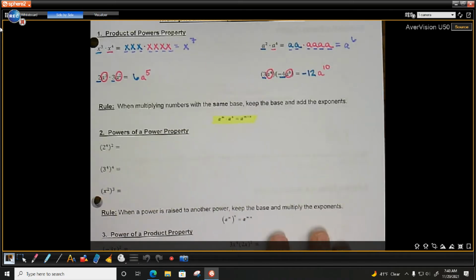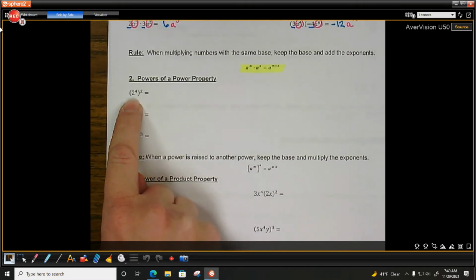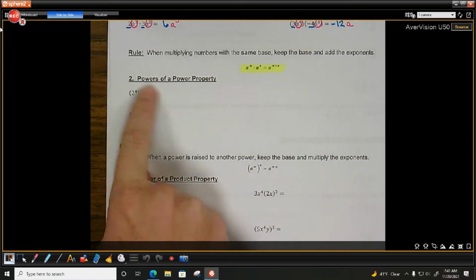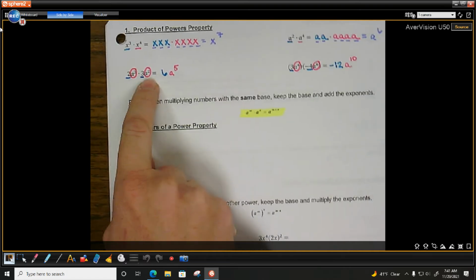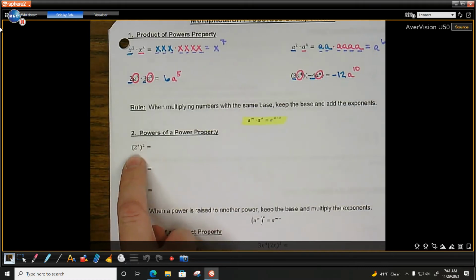Now, if I look here, this one's called the power of a power property. The reason is I only have one base. Do we all see that? It's not like 2 to the 4th power and then 2 to the 2nd power. It's 2 to the 4th power, then raised again to another power. Do we see how this one looks differently than these? There's only one base, okay?